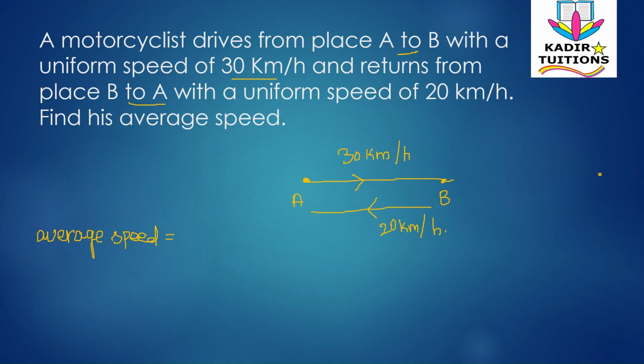How will we find it? We will add the speeds and divide by 2, and we will get the average speed. So that concept only we are going to use. Since the speed is given, just add the speeds. There are two speeds, so I am adding those two speeds and dividing by 2. We will get 50 by 2. So what is 50 by 2? It's nothing but 25. So what is the average speed of the motorcyclist? It is 25 kilometer per hour.